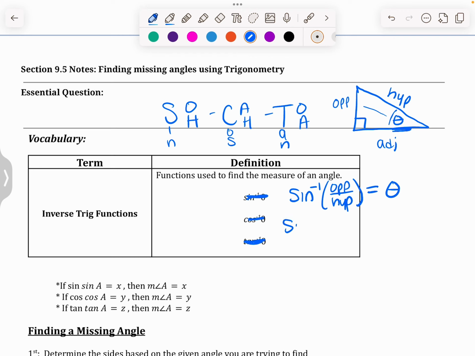And then inverse cosine. So cosine, and it looks like a -1 exponent. That's the symbol to represent inverse. So inverse cosine, and then you do the fraction adjacent over hypotenuse. That will give you the angle that is right here with that adjacent side and hypotenuse. And then inverse tangent is going to be the fraction opposite over adjacent will give you the angle. And so you'll decide which inverse function to use based off of which sides you have.